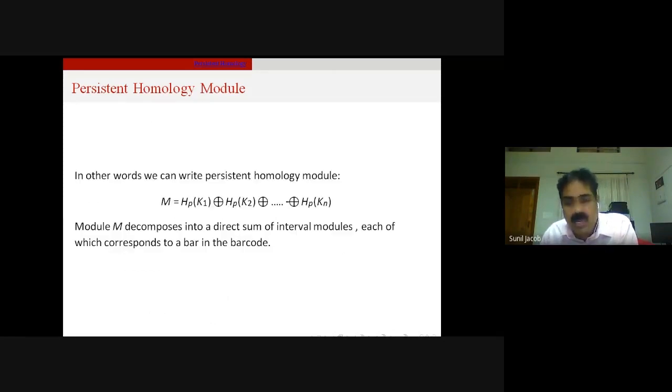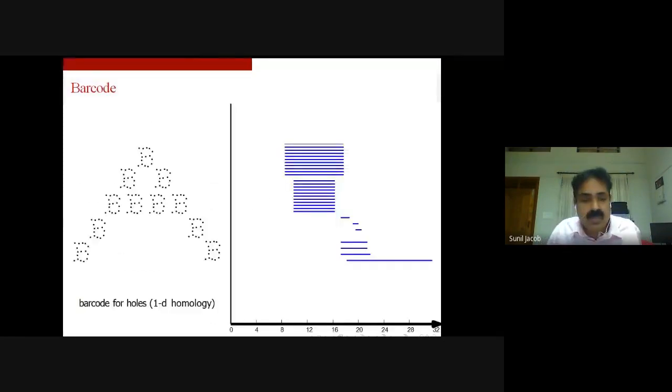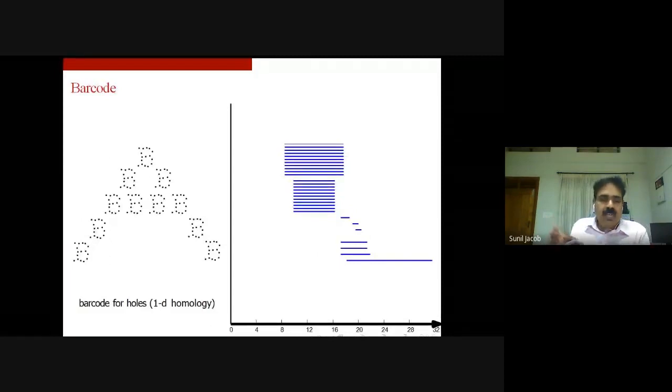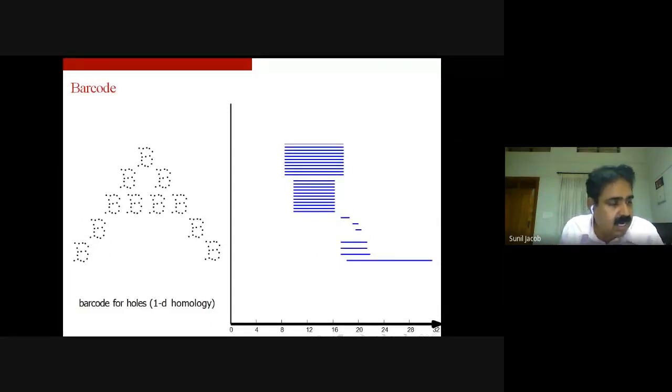Now I'll come to some example. On the left side, I think my time is running out, it is almost 11:45 now. Anyway, on the left side, we have a sequence of points given here. And from these points, how will I construct a barcode? That is my question.